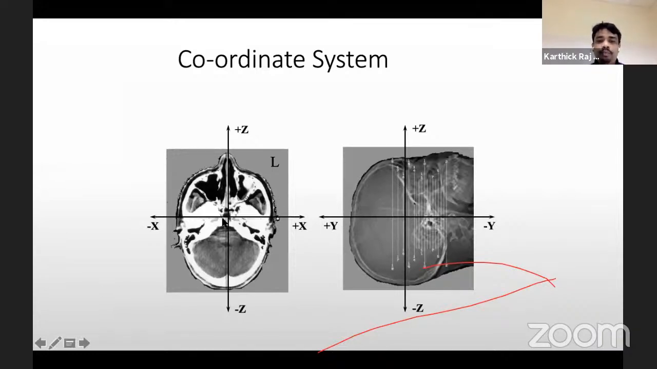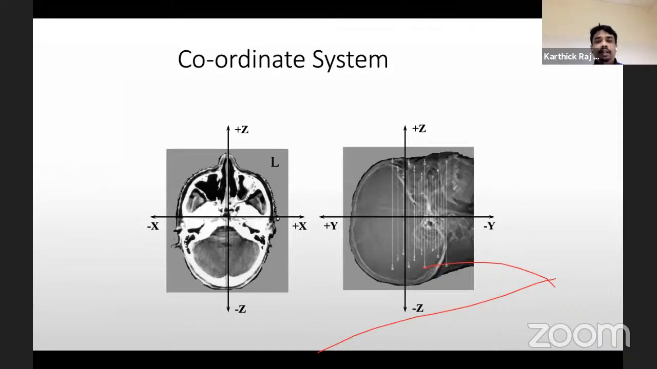Okay, this is my X: positive has to go on the left side, negative has to go on the right side of the patient. This has to be properly documented, and each and every technologist, especially the newcomers, has to know, because the coordinate systems change from center to center, and there are different scales, IEC 61217, IEC 1217, there are different scales.